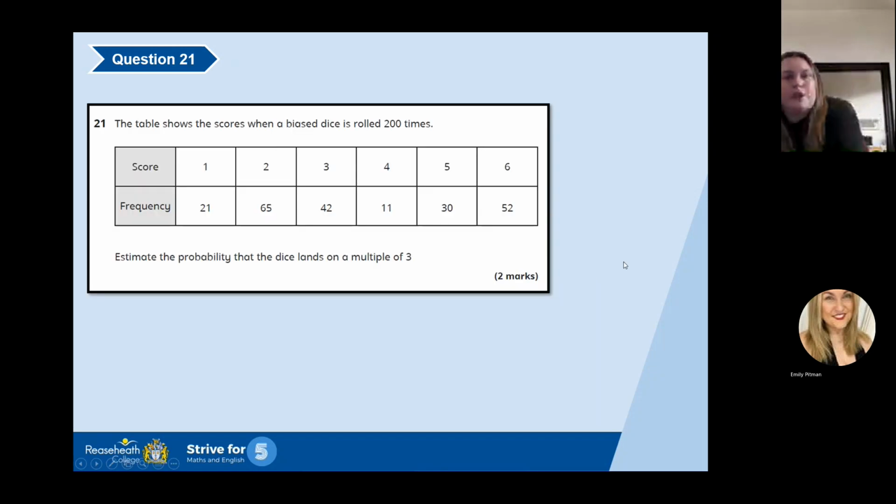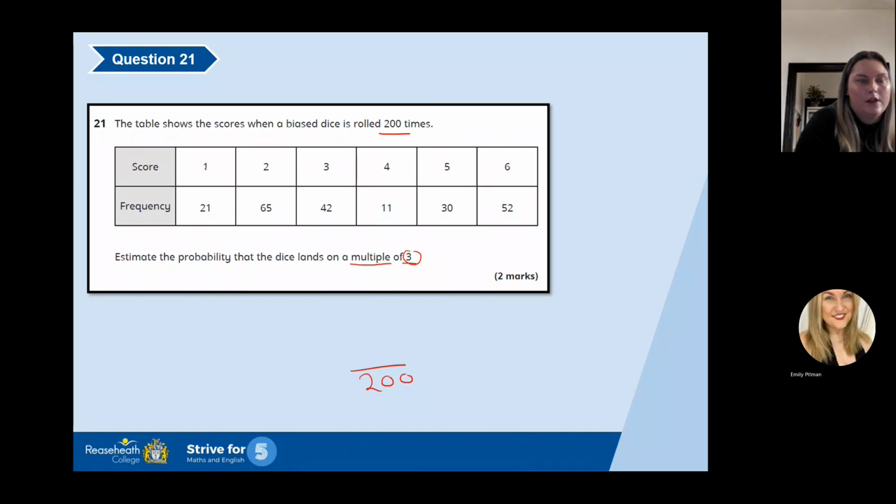Okay, the table shows the scores when a biased dice is rolled 200 times. Estimate the probability that the dice lands on a multiple of 3. Now, the mistake that I made when I read this is I didn't read the multiple of 3 because I was reading so fast. I just thought it meant 3, but it's not. It's multiple of 3. And the dice is rolled 200 times. It's going to be out of 200.